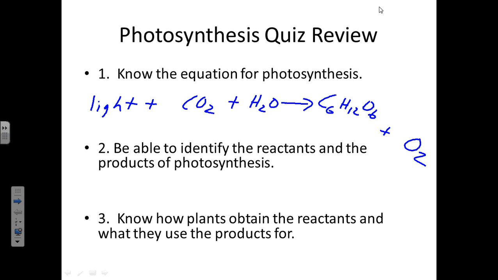There's not the same amount of carbons on each side and hydrogens. So Brandon's saying let's put a coefficient of 6 there, a coefficient of 6 there, and a coefficient of 6 there. You need to know that equation.